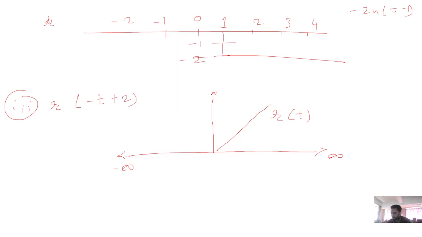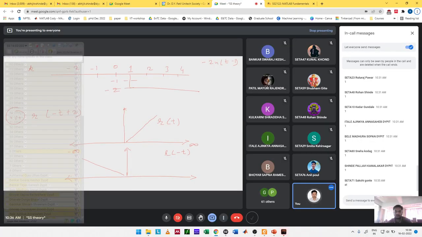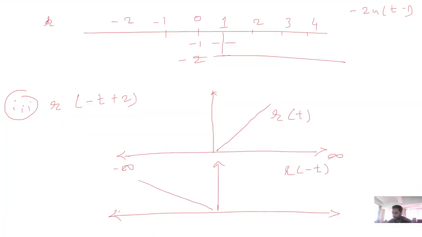Can anyone help me, what is R of minus t? How will it look like? It will come in the second quadrant. It will look something like this. So this is R of minus t. I hope I'm making sense to everyone. If anyone is not understanding, please let me know so that I can repeat it. What I did is I time folded it. It is called time folding or time reversal, and therefore it comes to the second quadrant.